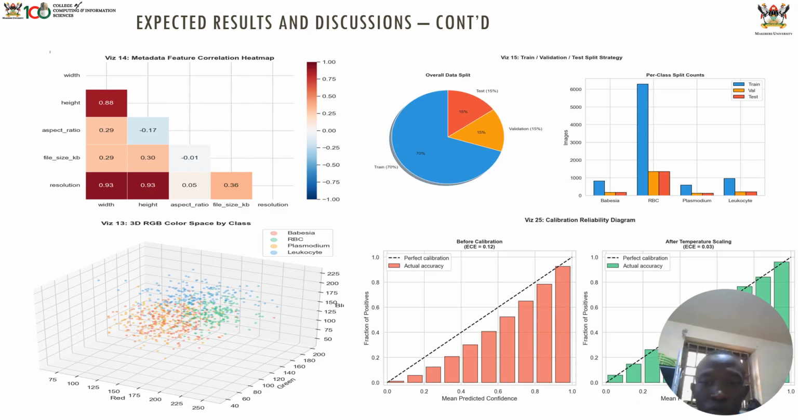Then we also looked at the class distribution and the metadata features correlation heat map, and we looked at the height, the aspect ratio, the file size in KB, and the resolution, so that we get our EDA analysis clearly.